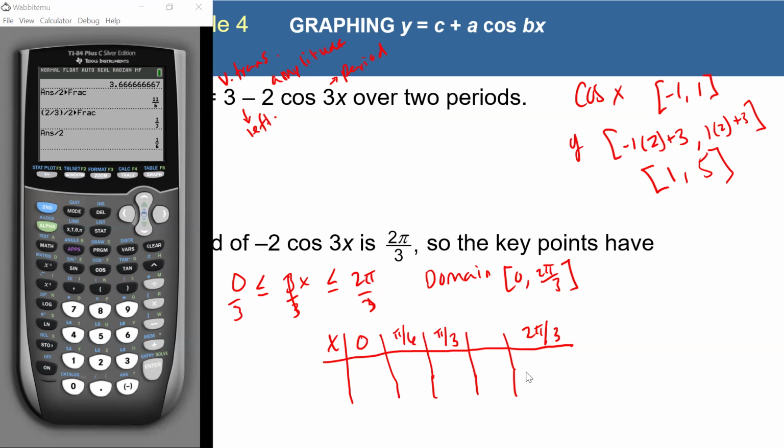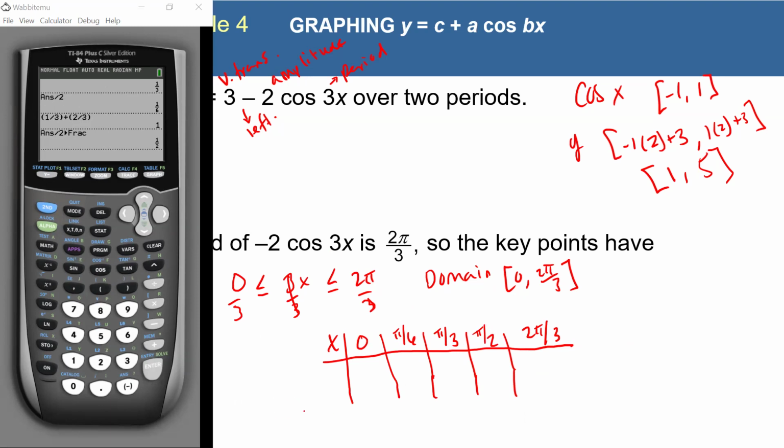I'm going to have to find the halfway point between pi over 3 and 2 pi over 3. So I'm going to do 1/3 plus 2/3 divided by 2, math, enter, and we get a half. So we get pi over 2.